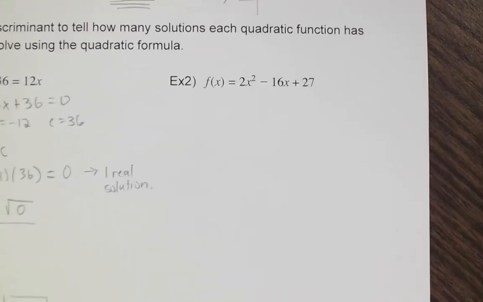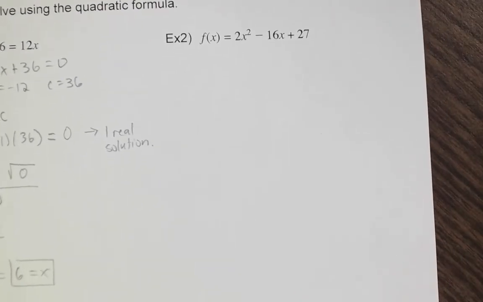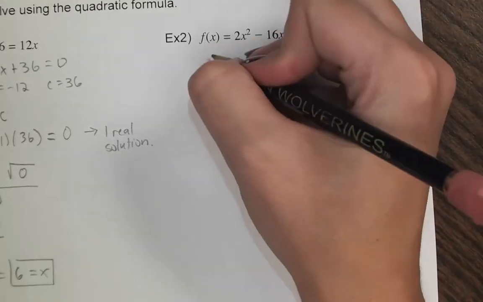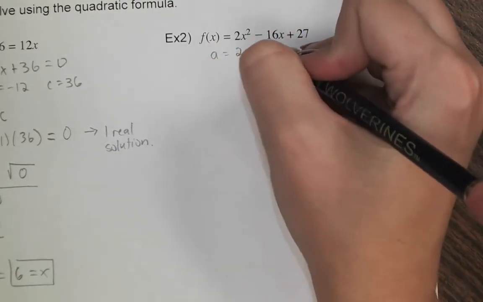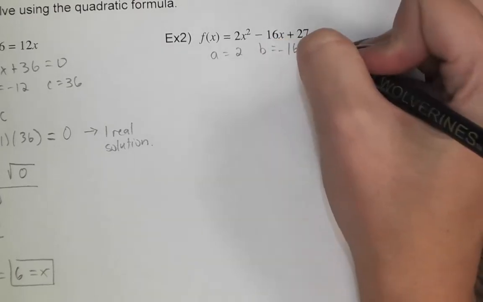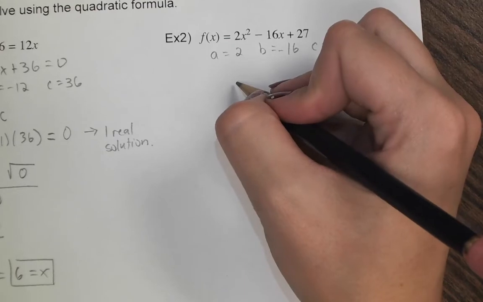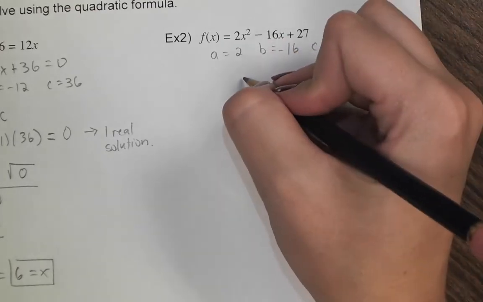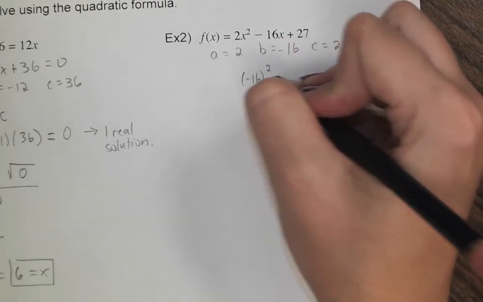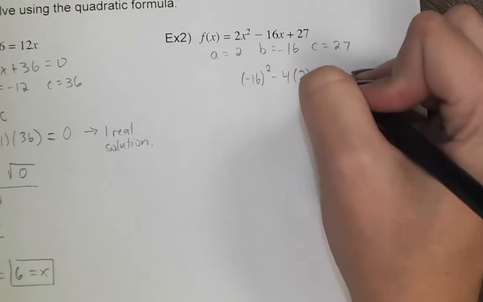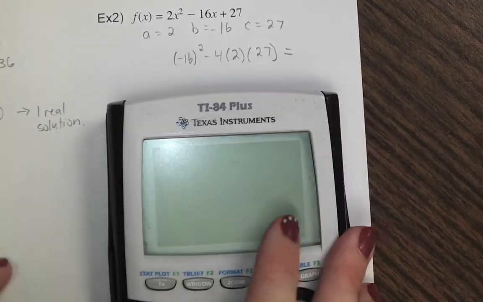All right, example 2. So we're going to start out the same way. I have this in standard form already. So here's my a, b, and c. Let's find the discriminant first. So b squared minus 4ac. So negative 16 squared minus 4 times 2 times 27. And I am going to plug that whole guy into the calculator.